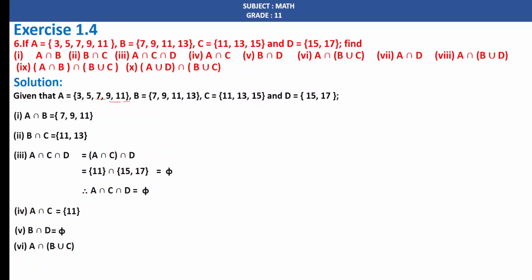Sixth one, A intersection (B union C). First, we'll take this B union C. B union C we are getting as 7, 9, 11, 13 and 15, since 11 and 13 are already repeated. And A is having the set of elements 3, 5, 7, 9, 11. If we observe, the common elements are 7, 9, 11. Therefore, A intersection (B union C) is equal to {7, 9, 11}.